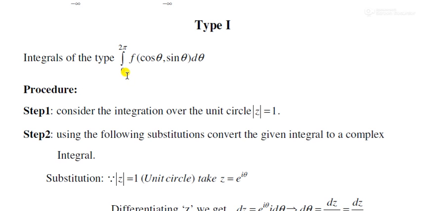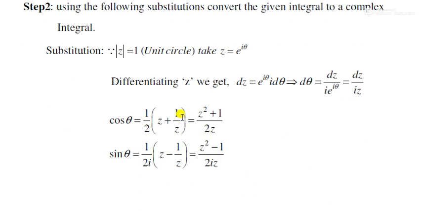Type 1 is of the form integral 0 to 2 pi function of cos theta comma sin theta d theta. Now consider the integration over the unit circle mod z equal to 1 as a first step and take the substitution as z is equal to e power i theta. Differentiating z we get dz equal to e power i theta i d theta, from where we can reduce d theta as dz by iz.